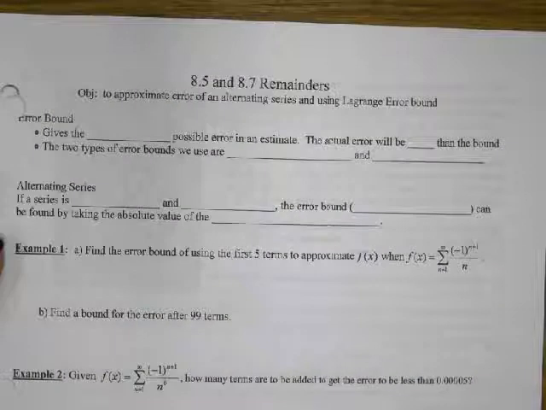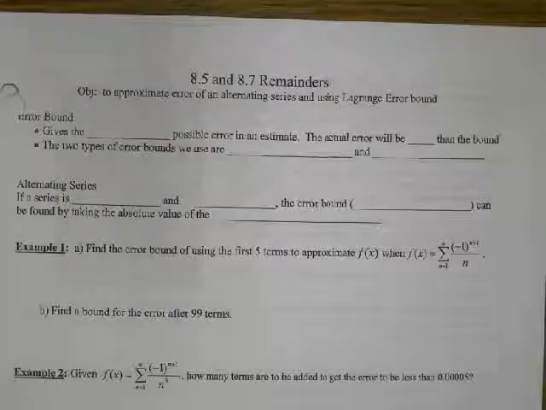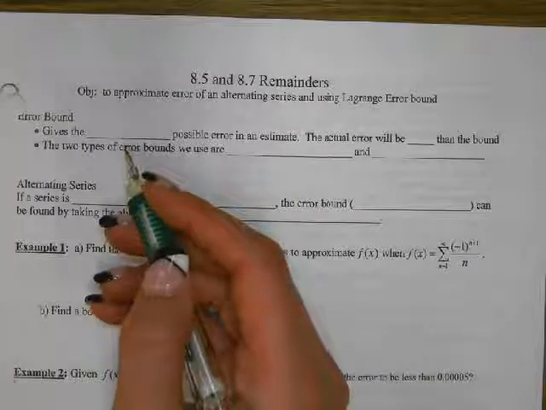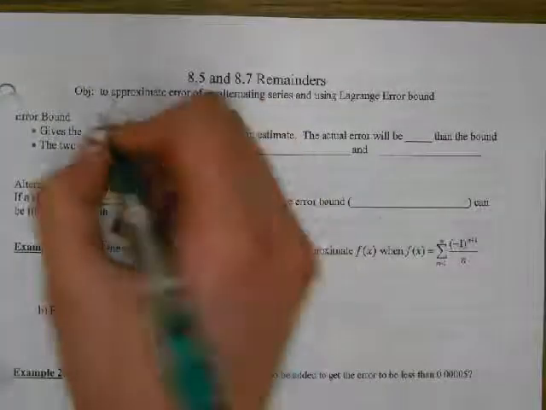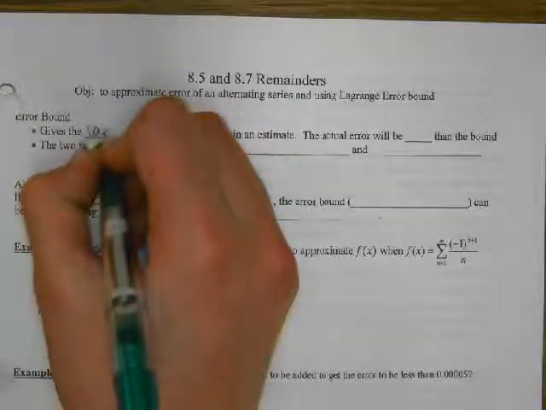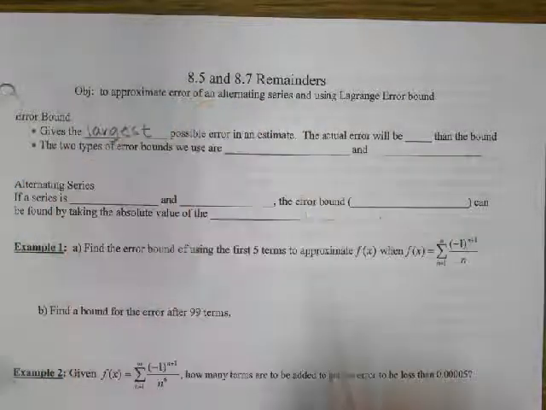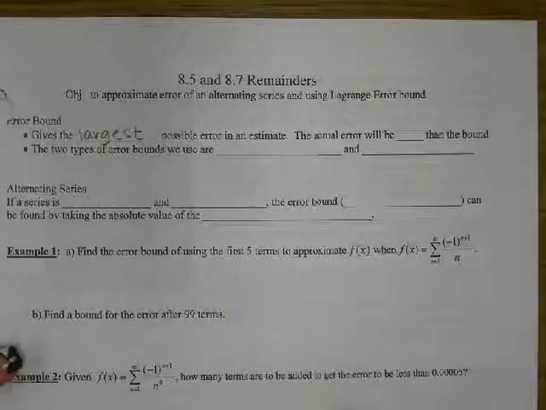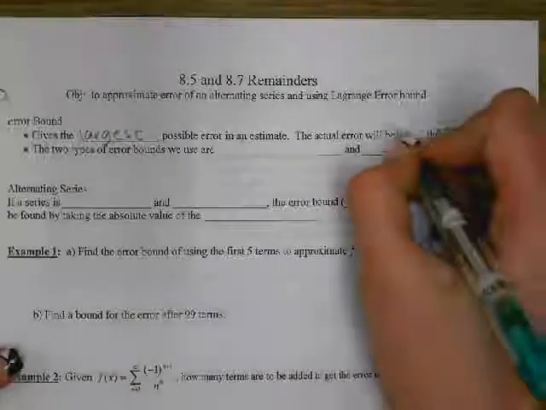this idea of how far off our answers are is called the error bound. If you took AP Statistics, it's going to remind you of confidence intervals. If you didn't take statistics, don't worry about it. All right, so the error bound gives the largest possible error in an estimate. The actual error is going to be less than the bound.